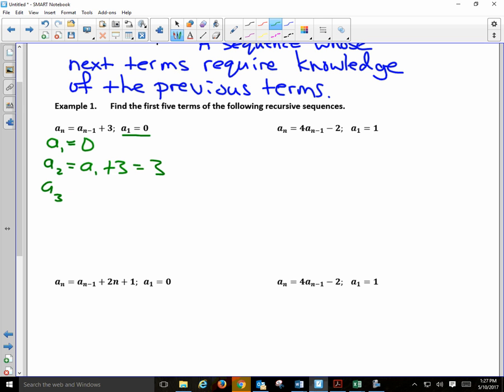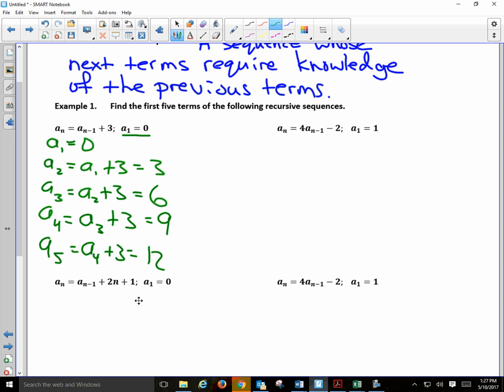So now I want to find a sub 3. So what does this become? 2. So I have a sub 2, which is 3. So I get 6. A sub 4, this will become a sub 3. So what is the a sub 3 term? 9. Then a sub 5 is a sub 4 plus 3. It's 12, so on and so forth.